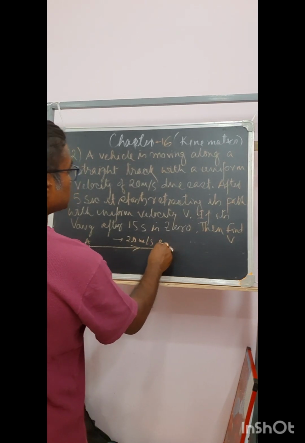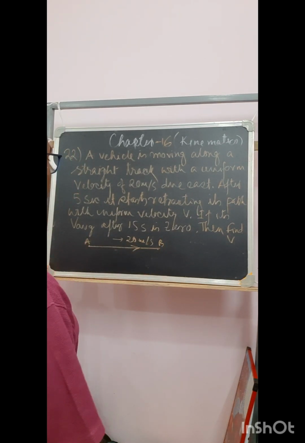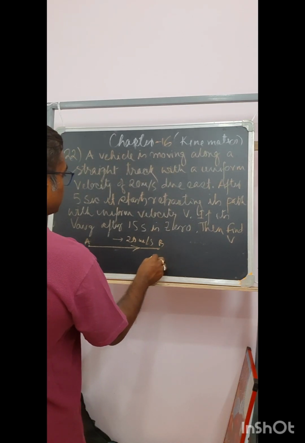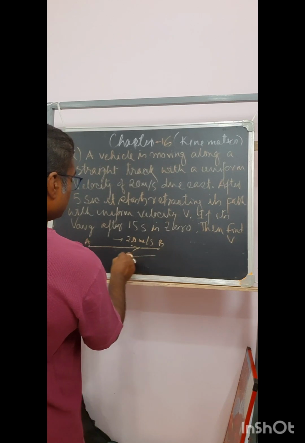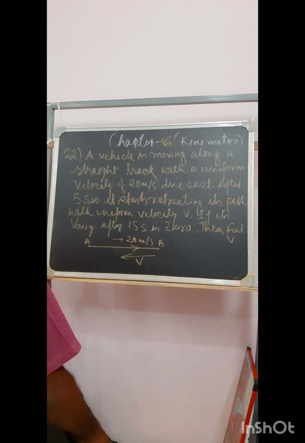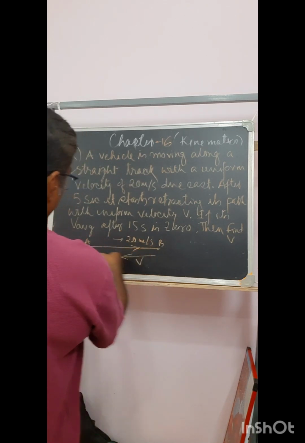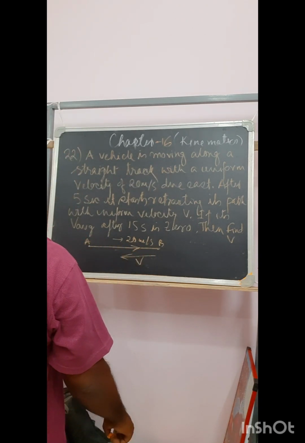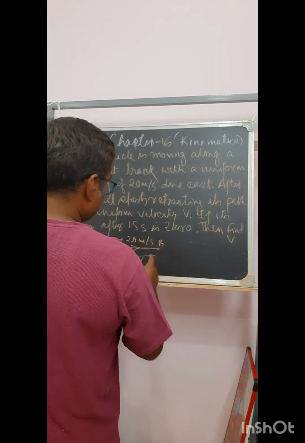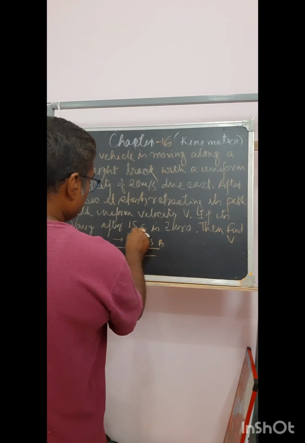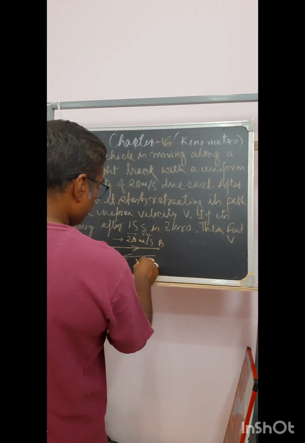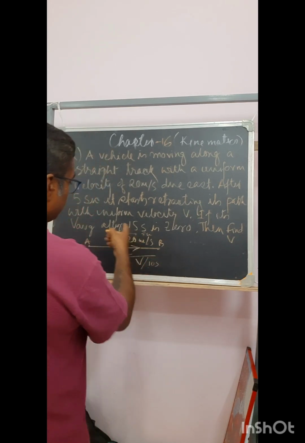A to B. Let's say after 5 seconds it starts retracting. Let's say it has moved A to B in 5 seconds, then after retracting it is moving in the backward direction with the uniform velocity v. Its average velocity after 15 seconds is 0. So it has moved 5 seconds this way, then on the backward direction with v it has moved 10 seconds, so the total time is 15.